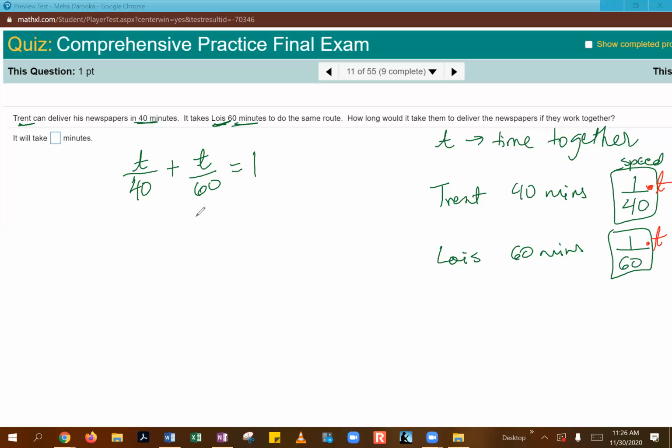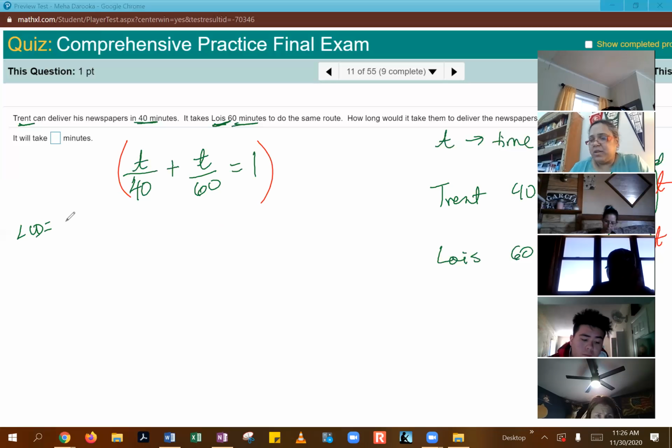So that's your equation. And in this case, I definitely recommend finding your least common denominator so that we can multiply our entire equation by the least common denominator. So between 40 and 60, what do you think the common denominator would be? And just think in terms of 4 and 6. Don't worry about the 40 and the 60. Just between 4 and 6, what do you think would be the least common denominator?